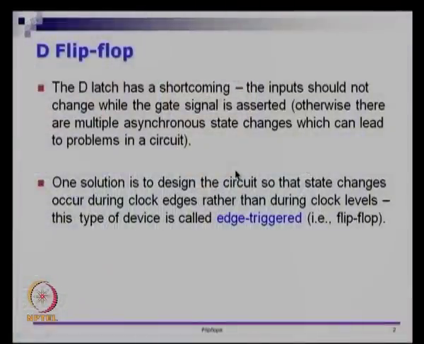Instead, we will design a circuit which will ensure that Q will change only during the clock edges rather than during the clock levels. So instead of a latch which is changing Q as long as the latch is enabled, we will ensure that Q in a flip flop will change only when the clock comes in. At the time of the clock, if there is anything in D, we will capture that. Any further changes in D will not be captured till the next clock comes in. So this is called a D flip flop.